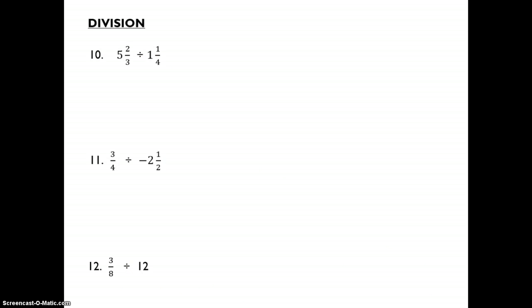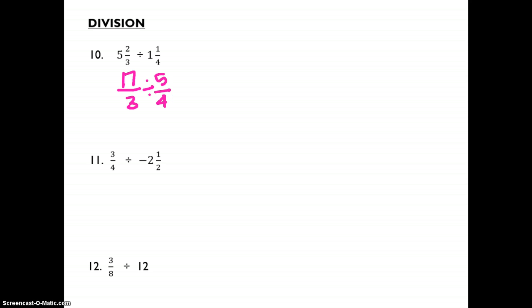Division. Division is similar to multiplication except for the one extra step of the reciprocal. You need to change all of the mixed numbers in division into improper fractions, which leaves me with 17 over 3 divided by 5 over 4. Now that I have the mixed numbers gone, I can multiply by my reciprocal.